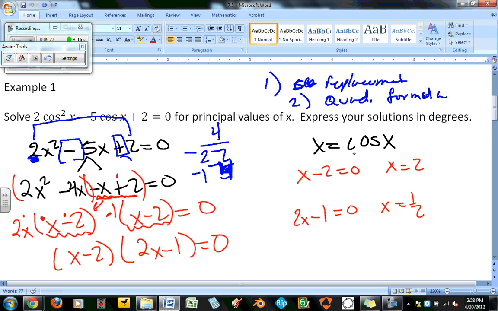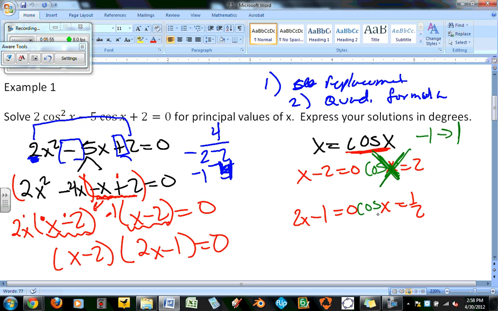Now, we made our substitution right here, so x equals cosine x. So we go back and substitute back in, so we write cosine of x equals 2 and cosine of x equals 1/2. Well, to solve that, we need to figure out what angle has a cosine ratio of 1/2 and what angle has a cosine ratio of 2. We know that cosine cannot be 2. In fact, it cannot be greater than 1 or less than negative 1. It's between negative 1 and 1. So that can't happen.